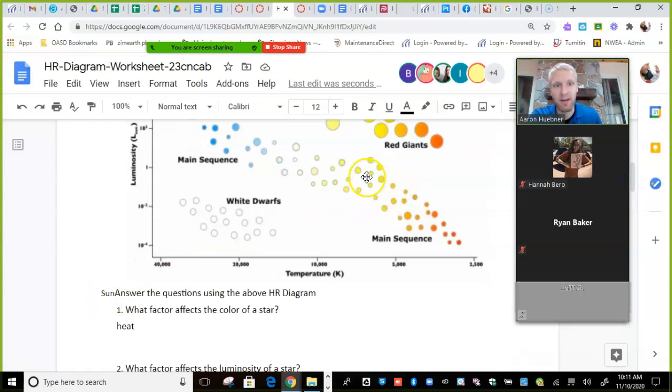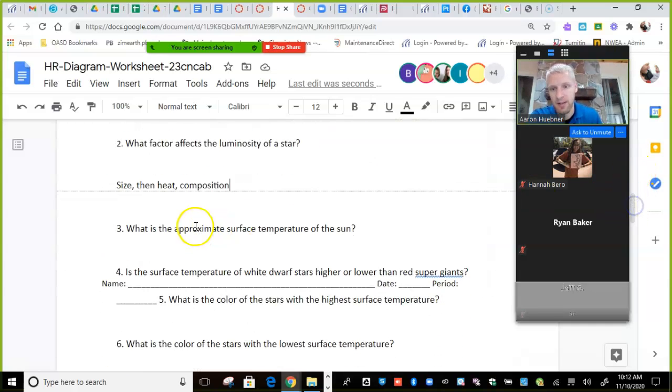So the sun is actually like right here. We'll just say that one's the sun. So it's around 5,000. So I'd say around 6-ish thousand, you could say. And that's why when you look at it, it's yellow. It's in that yellow area. We'll just say 6,000 Kelvin.